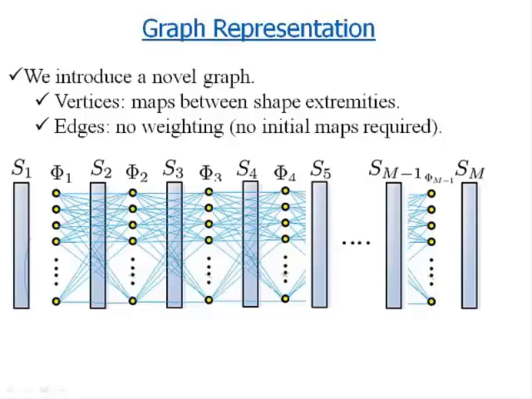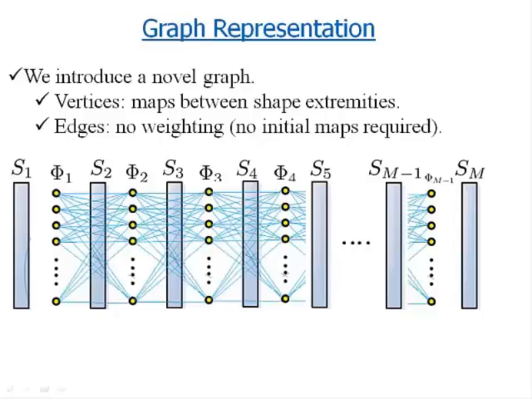Our graph is very different than those graphs, so that makes our algorithm novel and slightly interesting. In this graph, we use maps between shape extremities as the graph vertices, and each consecutive column of vertices is completely connected by edges, and there is no weighting going on these edges. As I told you, weighting is a little bit problematic. You need some initial maps or some other heuristics to put those numbers. We are avoiding that, so we don't have any weights.